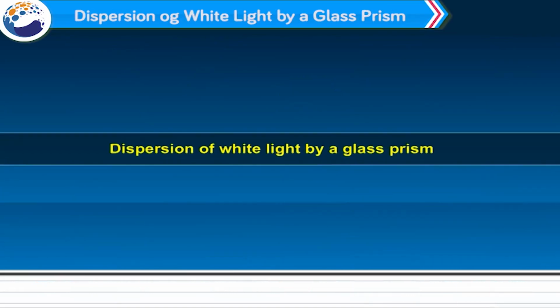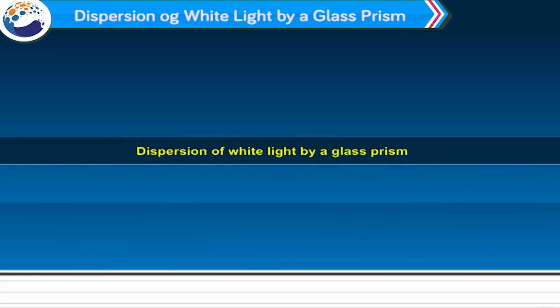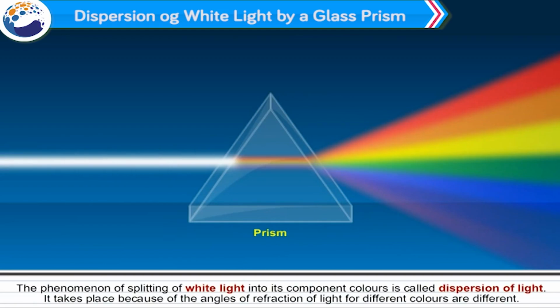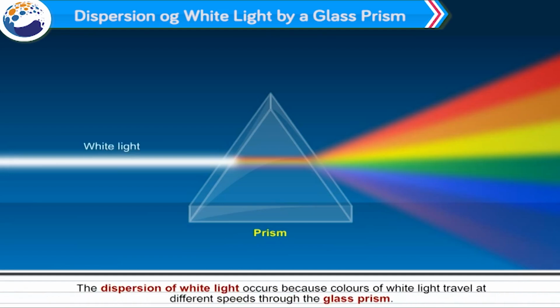Dispersion of white light by a glass prism. The phenomenon of splitting of white light into its component colors is called dispersion of light. It takes place because the angles of refraction of light for different colors are different. The dispersion of white light occurs because colors of white light travel at different speeds through the glass prism.